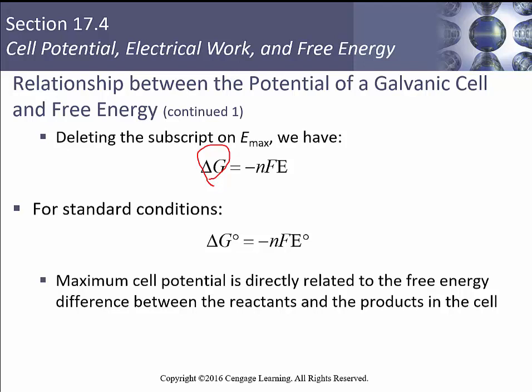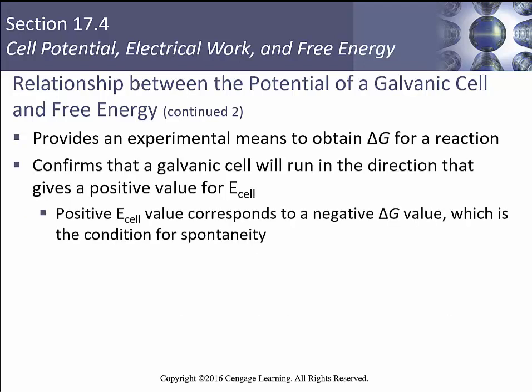So for our standard conditions, delta G naught is going to be minus NFE naught. The maximum cell potential is directly related to the free energy difference between the reactants and the products in the cell, which means that we've got an experimental means to obtain delta G for a reaction. I don't have to sit there with a thermometer and measure the entropy of the system and do multiple experiments at different temperatures, and then plot it up and get the slope as delta H and my intercept as my delta S. Right? I can just hook up a voltmeter.